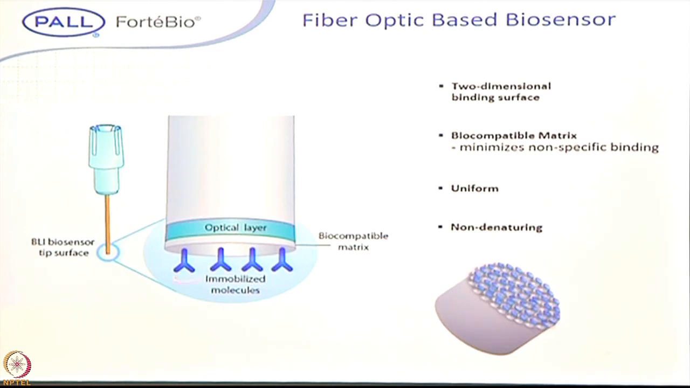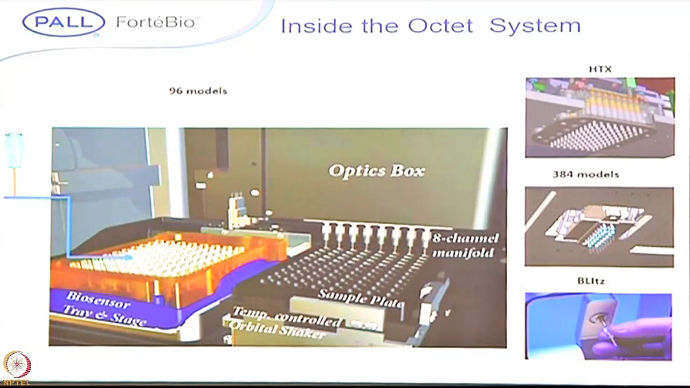The diameter of the optic fiber is only 600 micrometers, so you require a very small amount of sample to immobilize on the sensor surface. Looking at the instrumentation inside the biolayer interferometry Octet platforms, this is the spectrophotometer, connected with a robotic arm, and these are the sensor trays. This is a 96-well platform. The robotic arm picks up the sensor and dips it into the 96-well plate. The sample plate has an orbital shaker and temperature control.